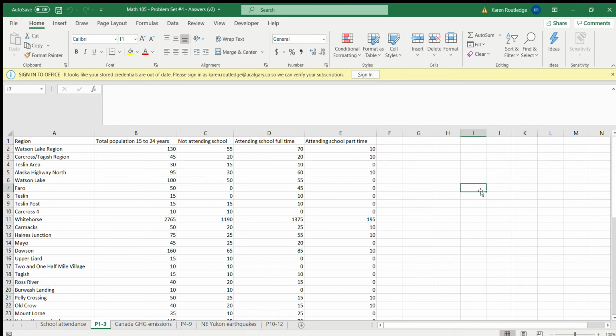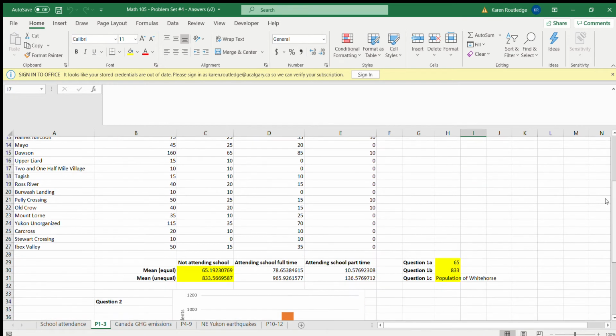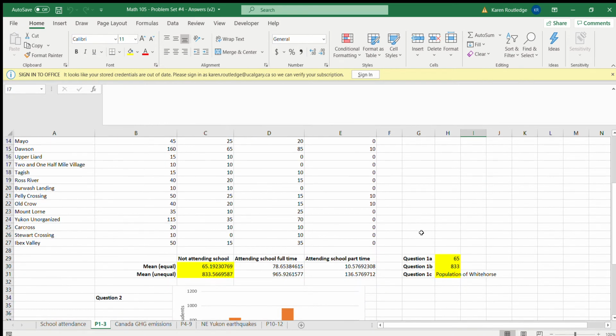Problem set number 4, question number 1. So this particular data set is focusing on the not attending school column. And question number 1, part A, asks you for the equally weighted mean. So remember that the equally weighted mean is the normal mean.